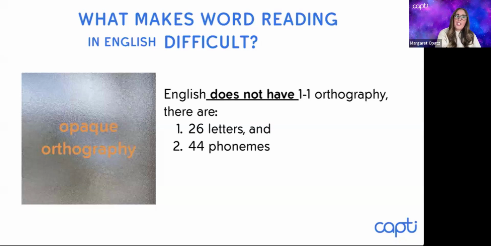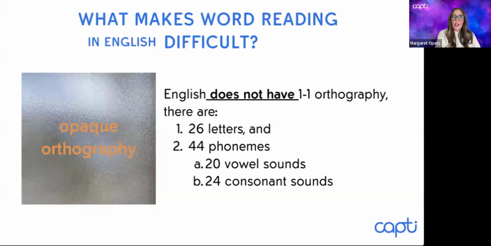When we're teaching students how to decode words, they need to know that there are 20 vowel sounds and 24 consonant sounds, and that we're going to have to reuse some of the letters that we've already learned to create these different sounds by bringing them together in different letter combinations.